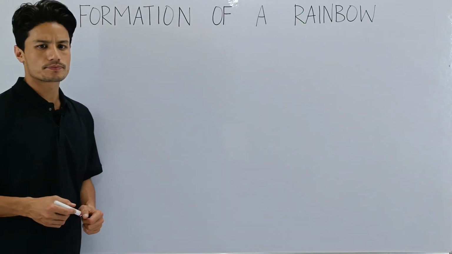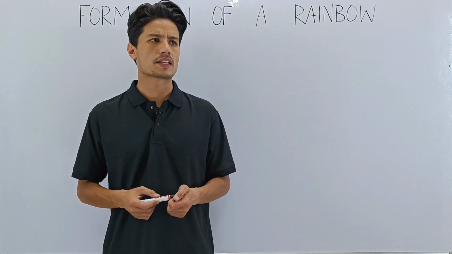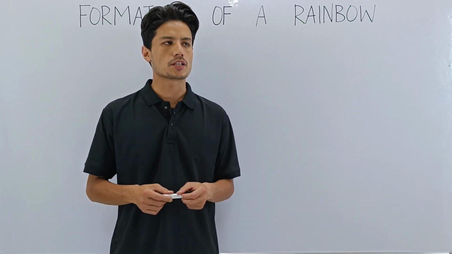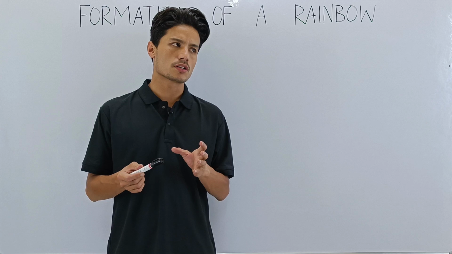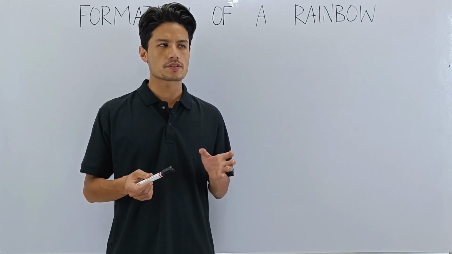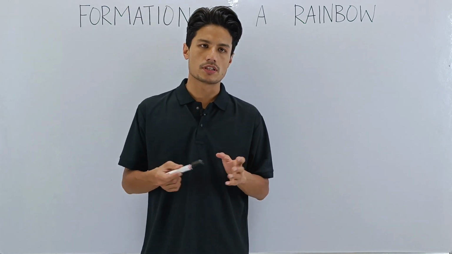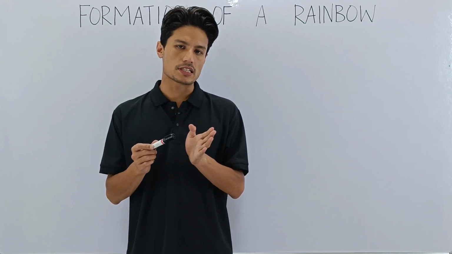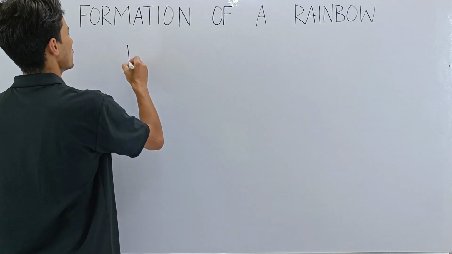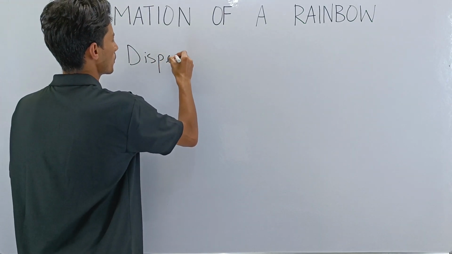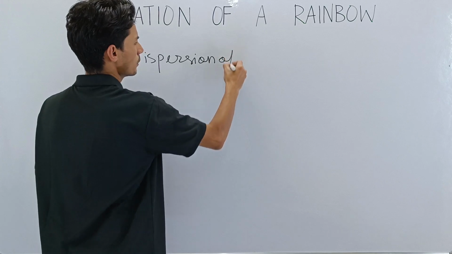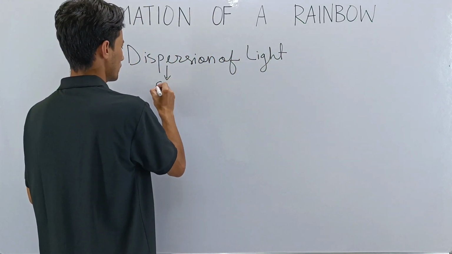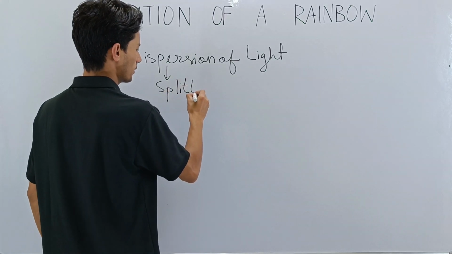So, formation of a rainbow. One very important thing about the rainbow, let me tell you, is that rainbows occur after rainfall. Now there is a reason why rainbows occur after rainfall. The principle is dispersion. Rainbows occur because of dispersion of light. Dispersion of light means splitting of light.